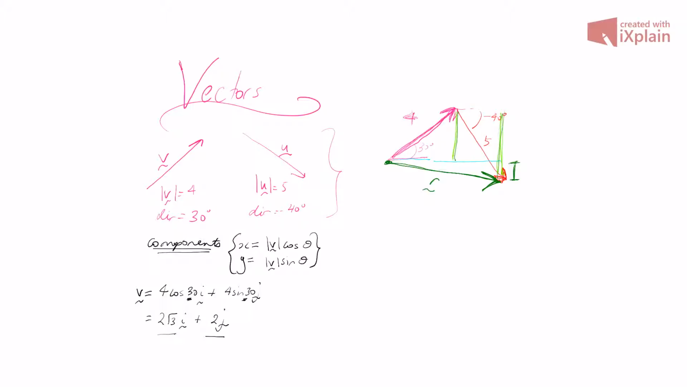That makes sense. As you're going through all of your questions, you should be looking at the solutions you get and thinking, does that make sense? And if you get something that's a little bit iffy, you've got to ask yourself, have I done something that maybe doesn't quite work? Okay, so let's look at U. 5 cos 40 i minus 5 sine 40 j.